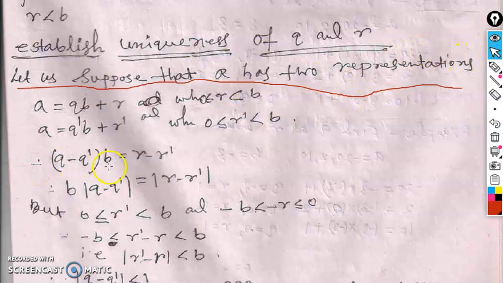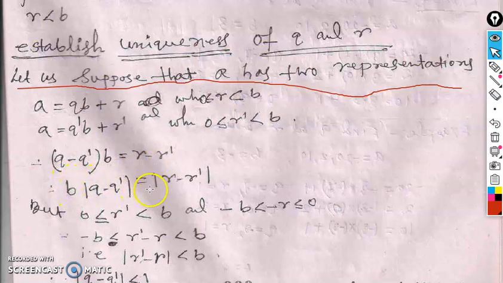Next we move to the next step. We just subtract these two quantities. The a should cancel out, and the result should be (q minus q dash) b plus (r minus r dash) equals 0. If we transpose r minus r dash from right to left, the result should be (q minus q dash) b equals r dash minus r. Here we mention this result.